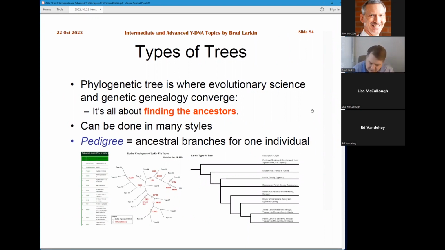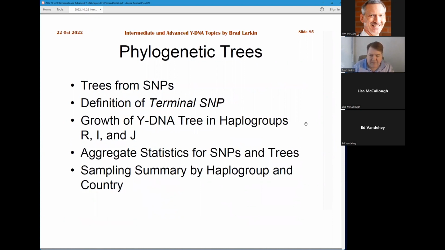It could be the first name, or the date of birth, but the kind we're talking about here are phylogenetic trees made from differences in SNPs. So we're making SNP-based phylogenetic trees. Basically, it's a tree of Y-DNA of mankind. And that leads us to something called the terminal SNP.